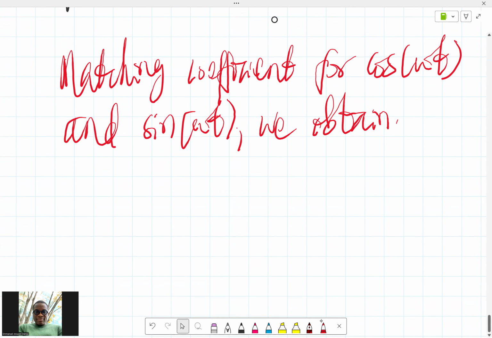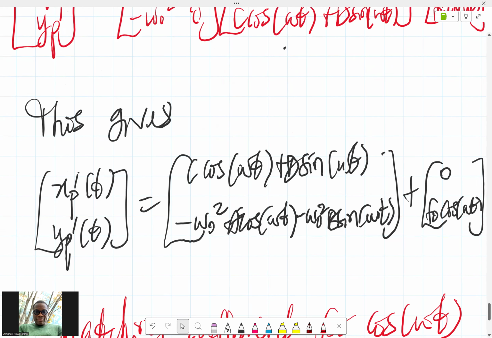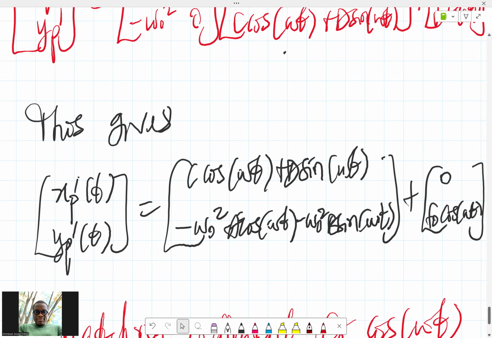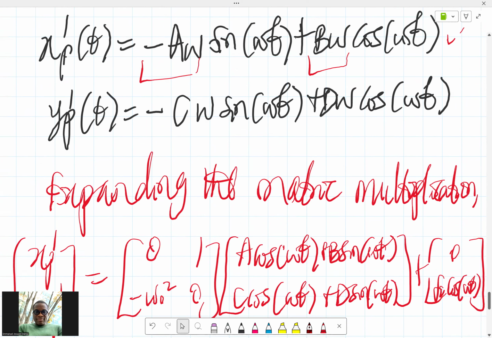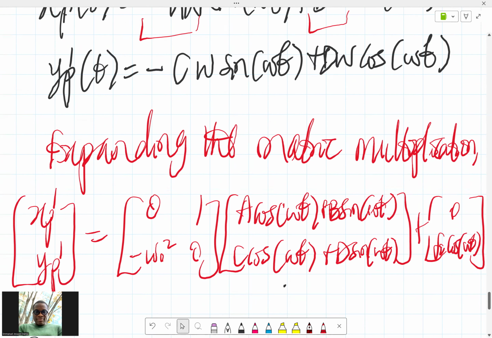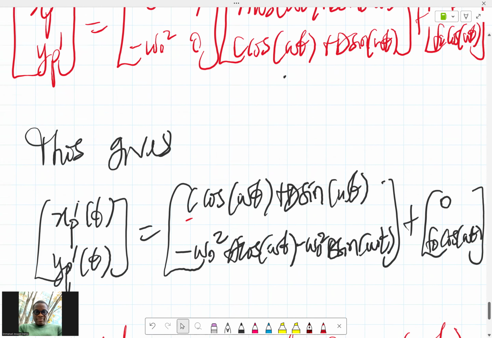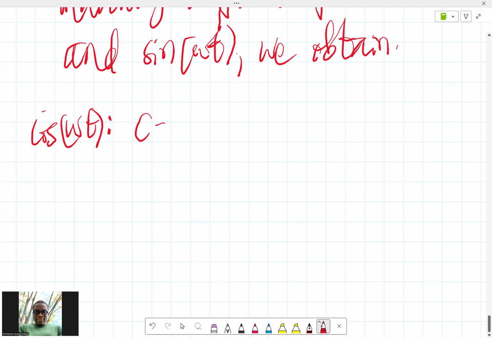let's do it one by one. Let's start with cos. For cos omega t, on the right hand side we have C. So this C will be equal to minus A omega. So C is equal to minus omega A, or even A omega if you like. So we have C to be this, and we can keep this.